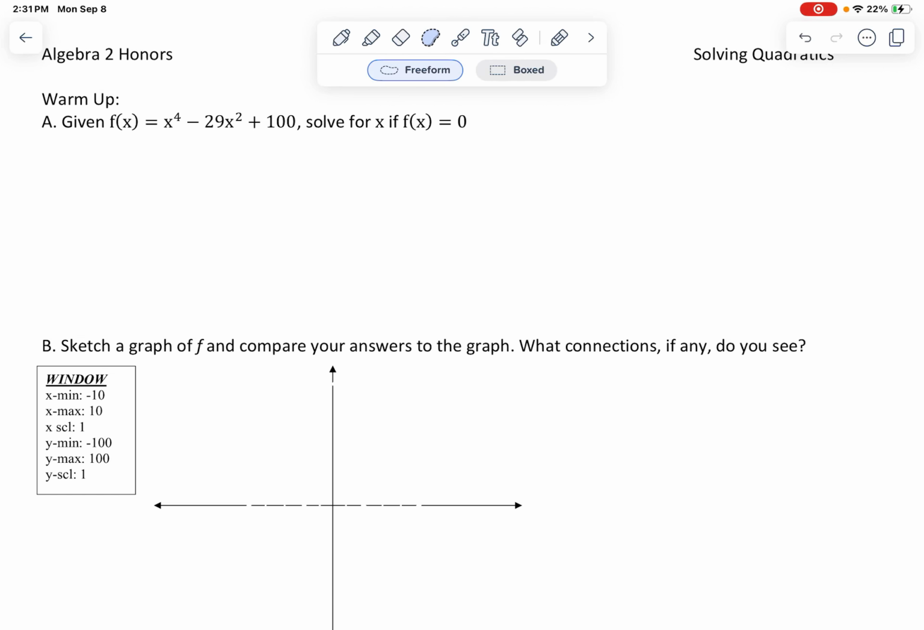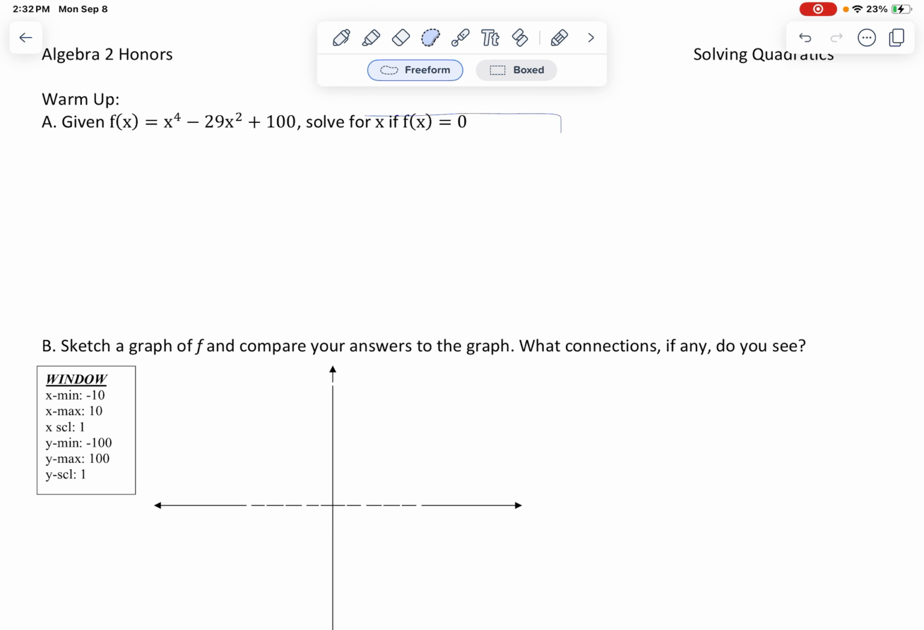All right, so welcome to our notes on solving quadratics by square rooting. We also have a little bit of U-substitution in here at some point. If you forgot how to simplify a radical, like for example, simplifying the square root of 50, make sure you watch the screencast from Khan Academy that's posted in Schoology right above these notes. Okay, go ahead and pause the video and try the warm-up.